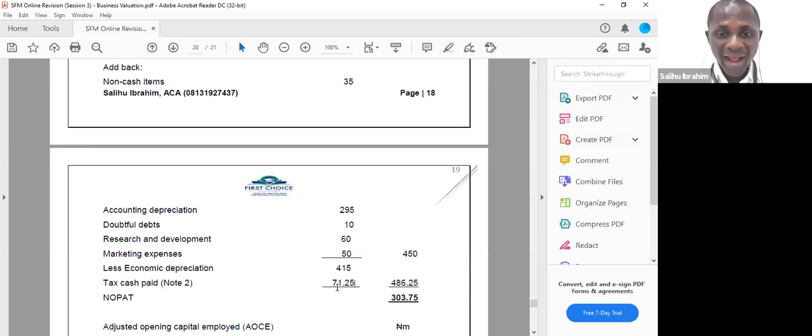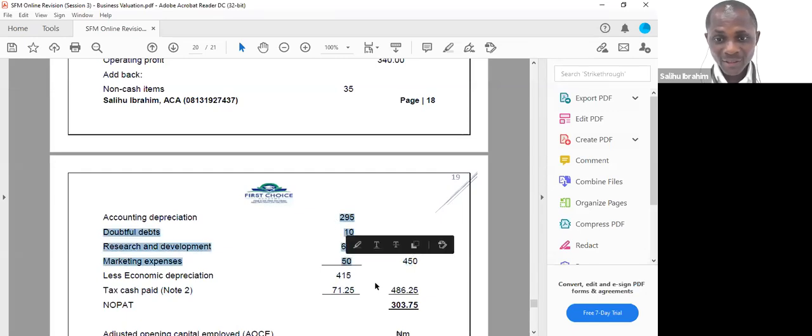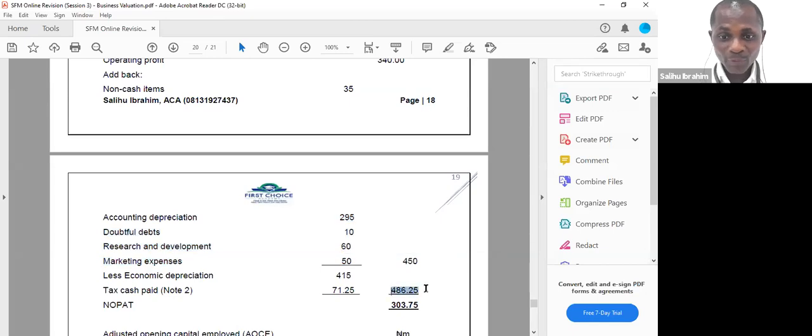So when you add this and this, these are the total that you need to deduct from the sum of your profit and marketing expenses, and all other items that we added there. Deduct 486.25 from it. So our NOPAT is 303.75. Let me come again.